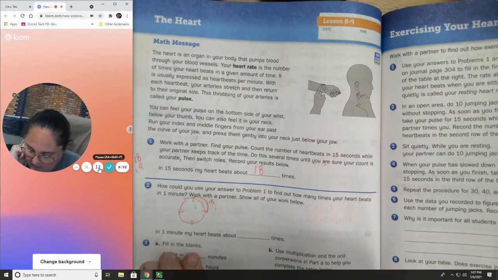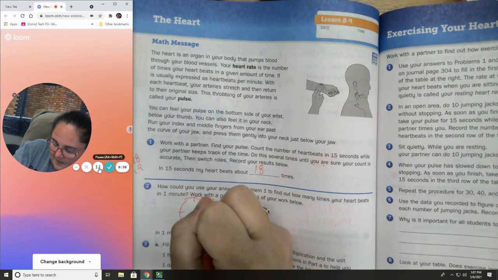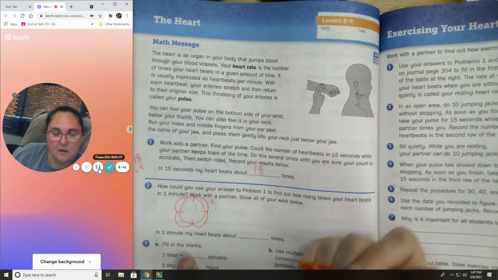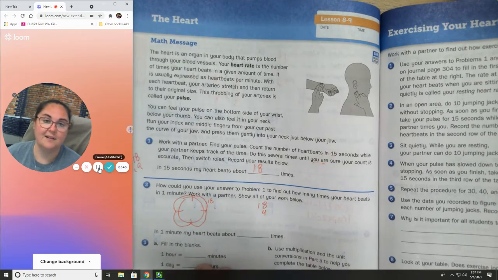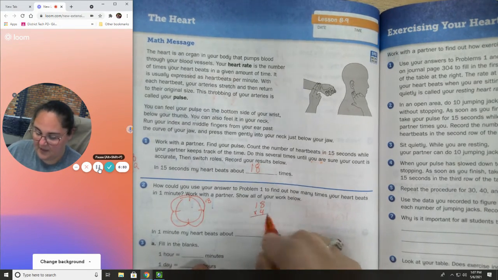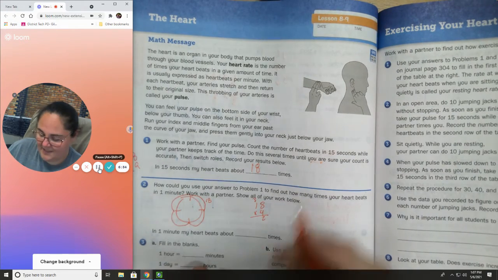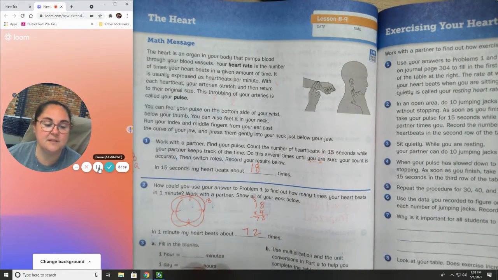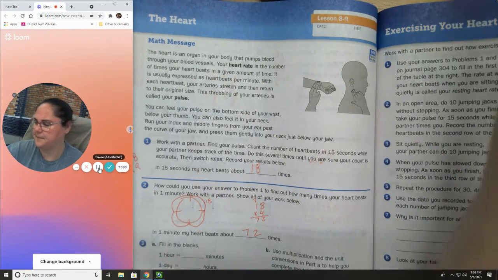Well, I know that there are 15 seconds here. That's 15, and that would be 15, and that would be 15. So I could do 18 times 4 because there are 4 groups of 15 seconds per minute, right? 4 times 8 is 32. 4 times 1 is 4, plus 3 is 7. So my heart rate was about 72 beats per minute. Not bad at all.